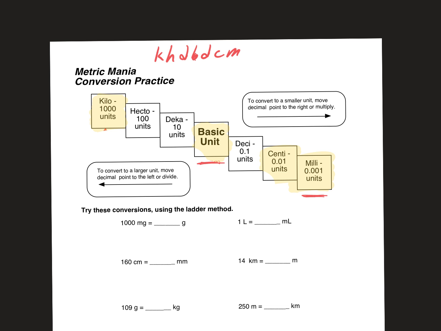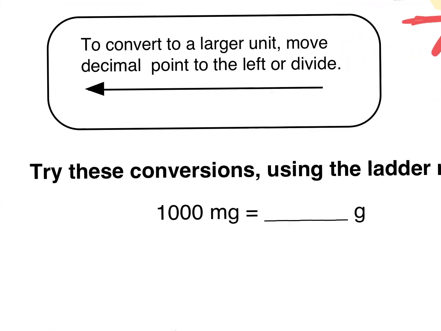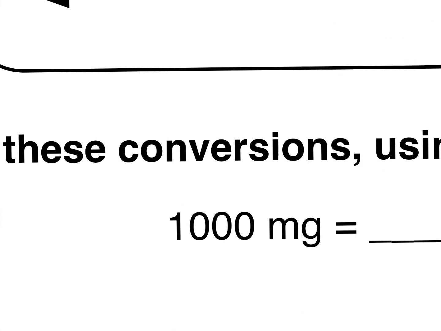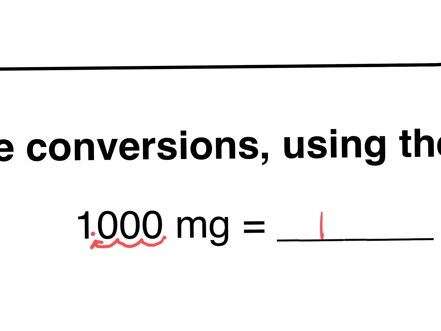And you can see that what I'm doing here is I'm jumping 1, 2, 3 boxes, okay? So going from milli to the base unit, I'm moving 1, 2, 3 spaces to the left. Now, if we zoom in on this number, and hopefully you know that we've got an imaginary decimal point there, 1,000 is the number, and we jumped 3 times to the left. 1, 2, 3. Okay?